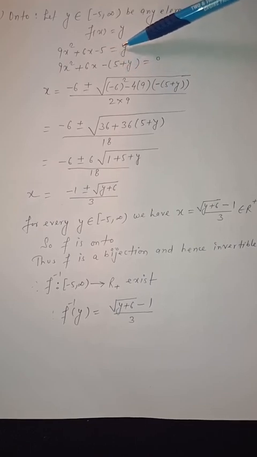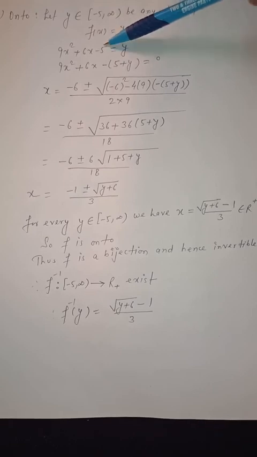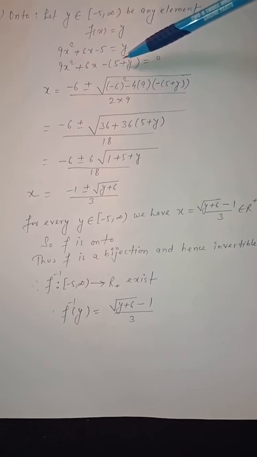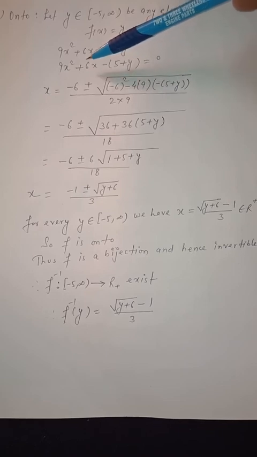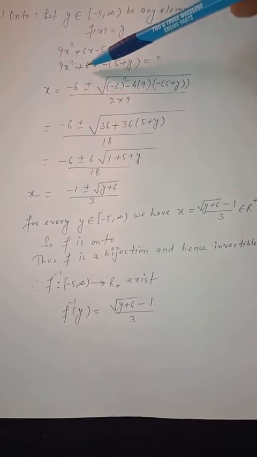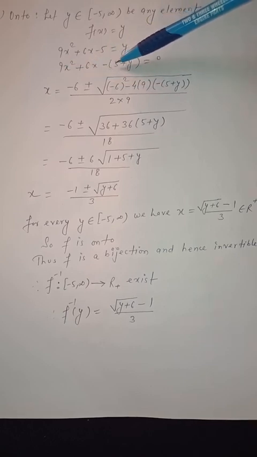I hope it is clear. This y is transferred to the left hand side and minus is being taken common. So this is 9x square plus 6x minus (5 plus y) is equal to 0. Remember this is in brackets. Now apply Sridharacharya formula or quadratic formula. Here a is 9, b is 6 and c is minus (5 plus y).